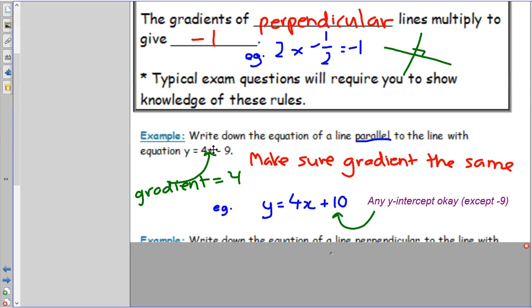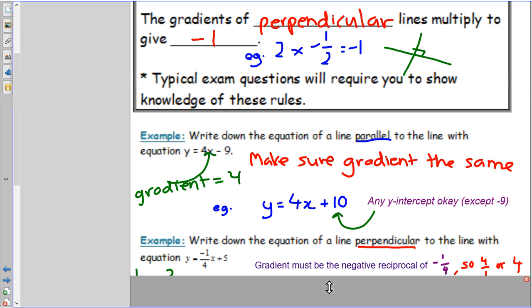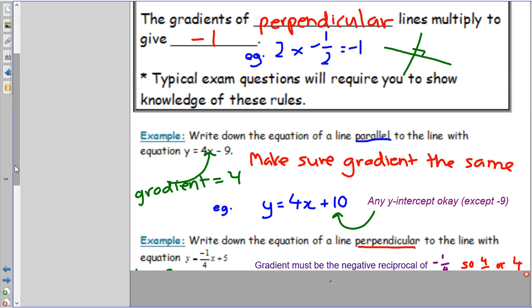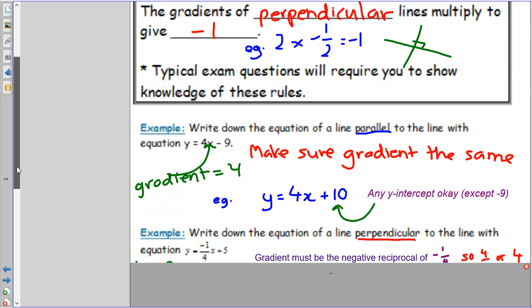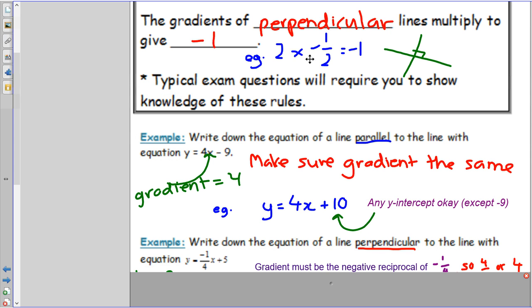Next question, write down the equation of a line perpendicular to the line with this equation. y equals -1/4x plus 5. So think, what is the gradient of this one? The gradient of this one is -1/4. So a way to think about it is these two gradients are from perpendicular lines. So notice what's special about them.